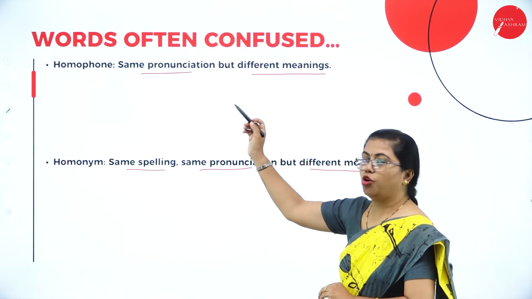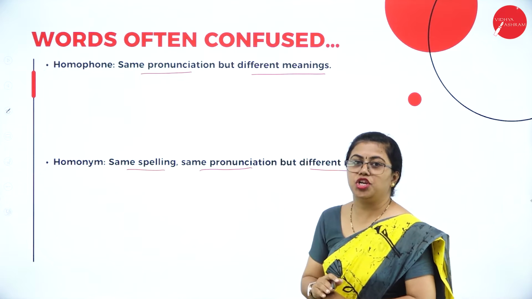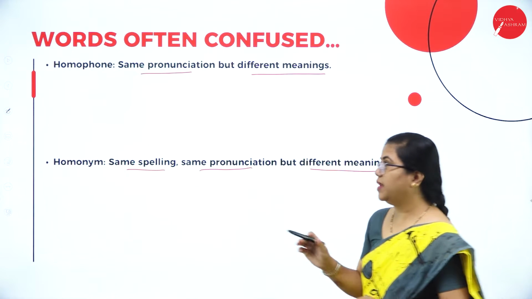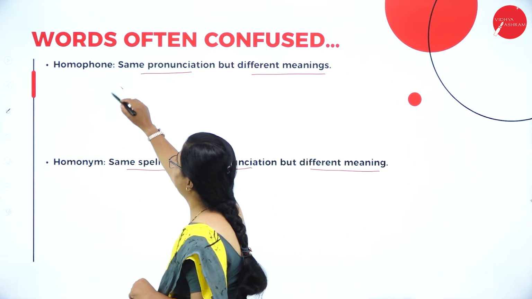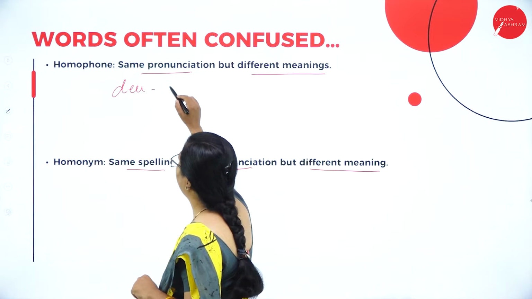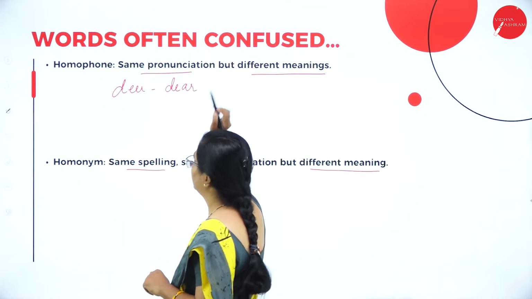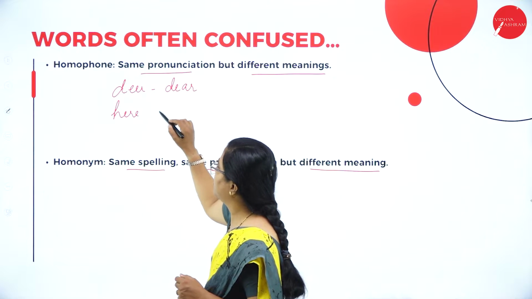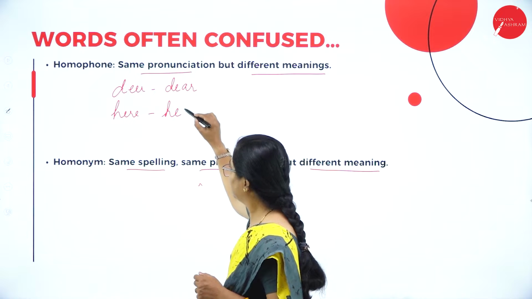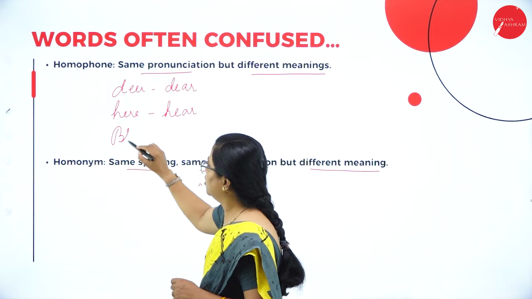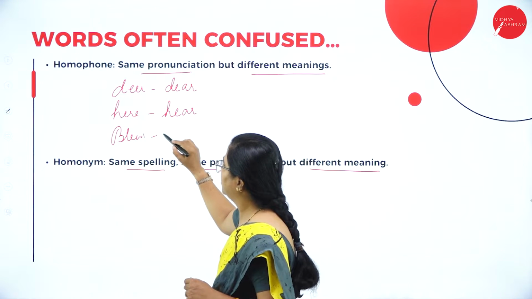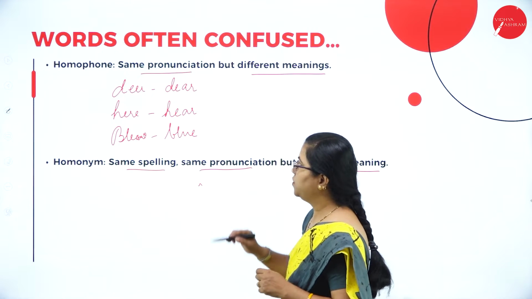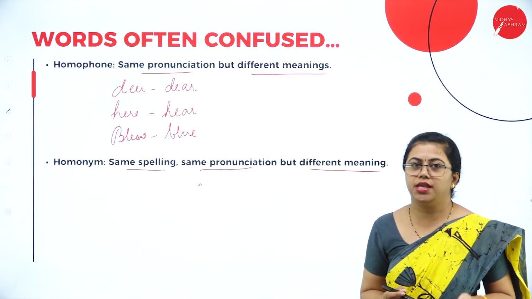So here, what is it? Homophone has only the same pronunciation, but it will have different spellings. Fine, it will have different spellings. For example, you can see here, dear and deer. You also saw in the previous example here and here, or blue also you saw, blue and blew. So this way you can see their pronunciation is the same.